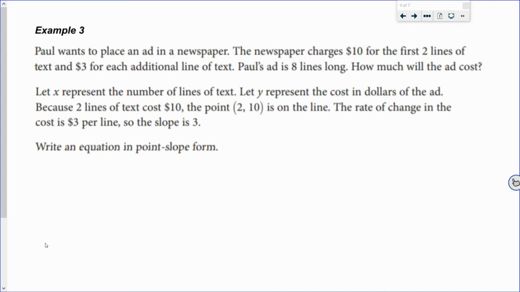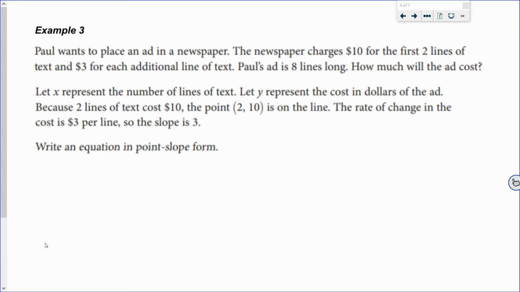It's got a few more words to it, a little bit more depth here. It says, Paul wants to place an ad in a newspaper. The newspaper charges $10 for the first 2 lines of text and $3 for each additional line of text. Paul's ad is 8 lines long. How much will the ad cost? We didn't just stop there with the word problem, although we could have, and you could have done this from there. But we're going to go on, and they're going to give us a little more information.